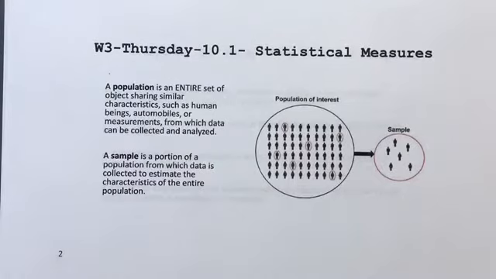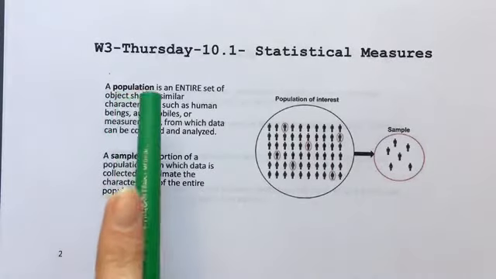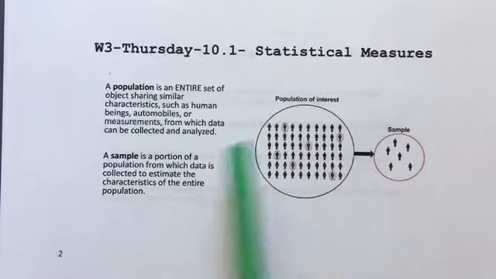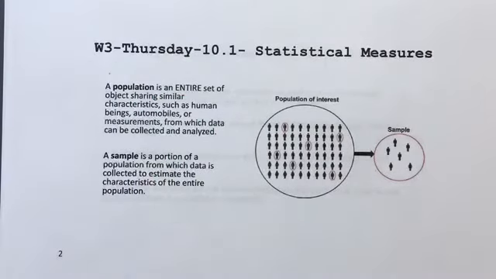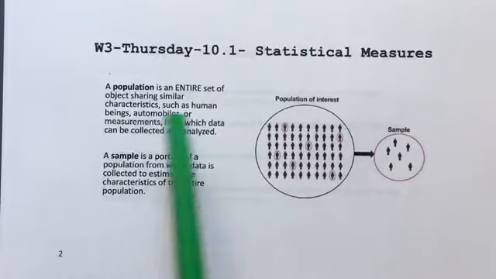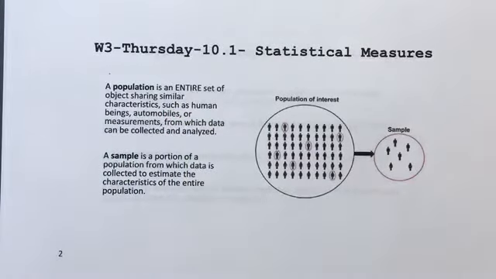So first of all, we have this word population and we have the word sample, and these two we need to understand what is the difference between them. So as we read through these, think about what is the difference. A population is an entire set of objects sharing similar characteristics such as human beings, automobiles, or measurements from which data can be collected and analyzed.